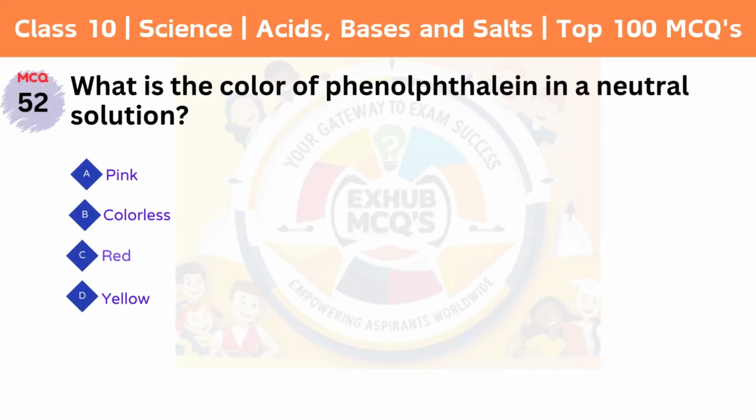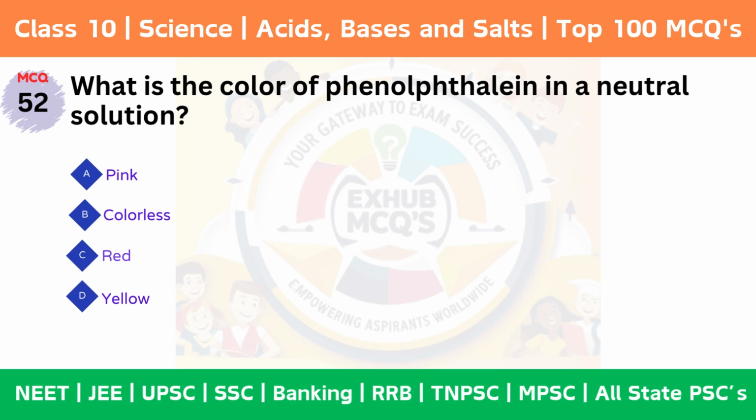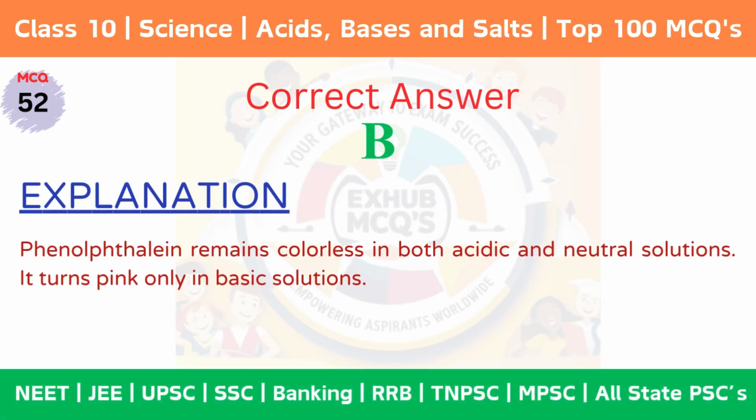MCQ 52. What is the color of phenolphthalein in a neutral solution? Option A, pink. Option B, colorless. Option C, option D, yellow. The correct answer is option B, colorless. Explanation. Phenolphthalein is colorless in both acidic and neutral solutions. It turns pink only in basic solutions.